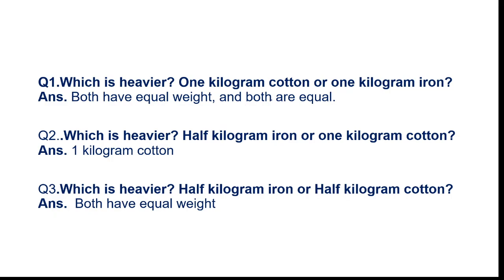Moving to the next page. Now which is heavier, 1 kilogram cotton or 1 kilogram iron? So children, please don't get confused in this. Here both will be equal and both have equal weight. Okay, now which is heavier, half kg iron or 1 kg cotton? So here your answer will be 1 kg cotton will be heavier than half kg iron. Now next is which is heavier, half kg iron or half kg cotton? So here both have equal weight and both are equal. Moving to the next page.